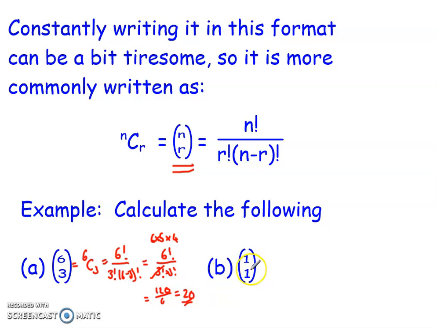I could then do the same for this one here, so 1, 1. What I'd do for that is 1C1. That's the equivalent of 1 factorial over 1 factorial, bracket 1 minus 1 factorial. So that equals 1 over 1, so they can't cancel out. But here's where the trick comes in. I'm then left with a 0 factorial there, because 1 minus 1 is 0.